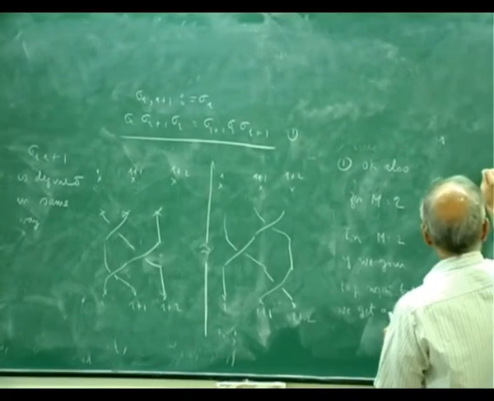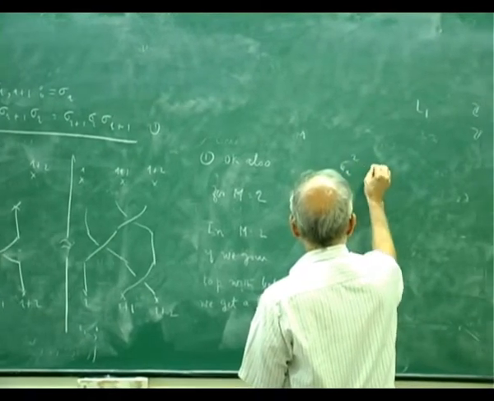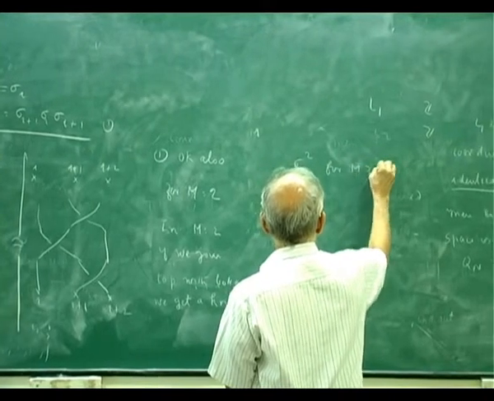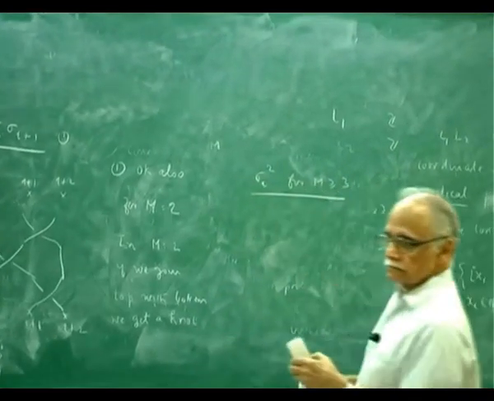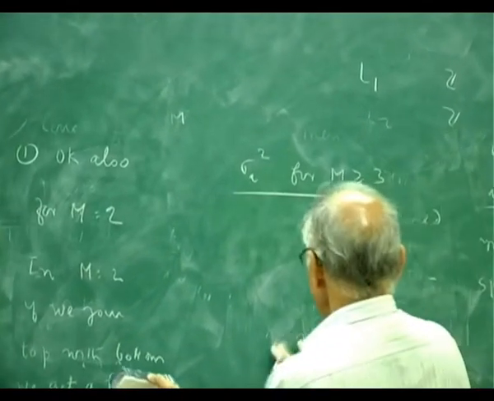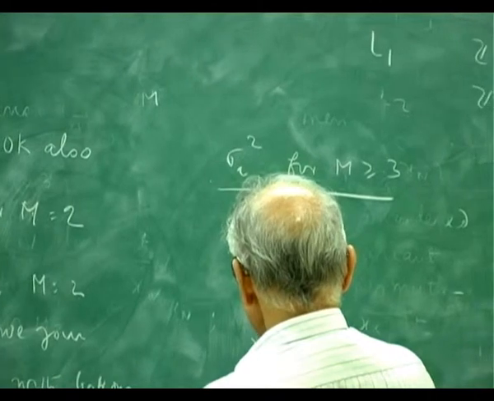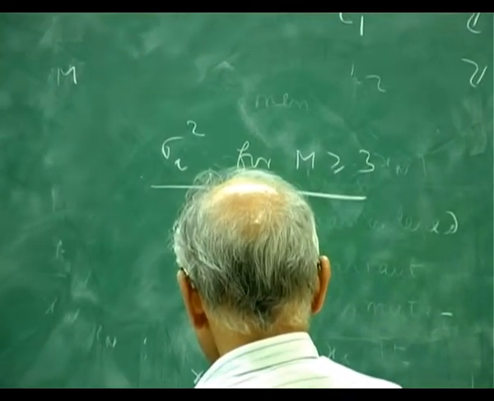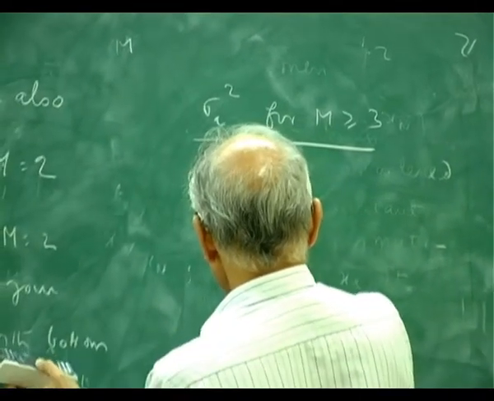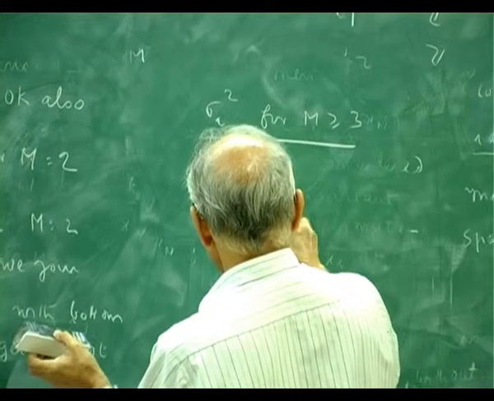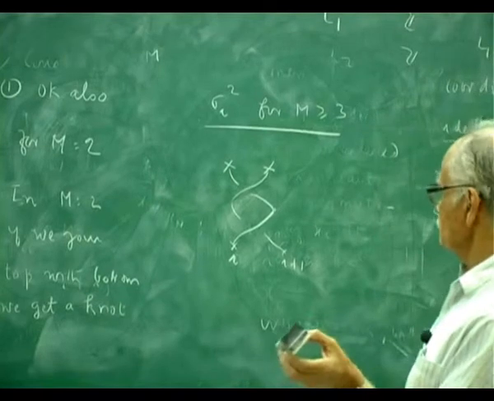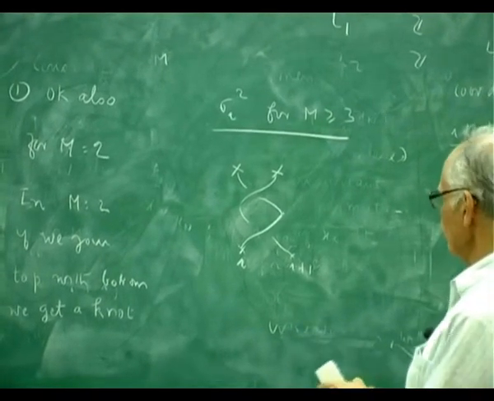What happens to sigma i squared for m larger than or equal to 3? This is where the difference comes. This corresponds to i plus 1, right? Now I am going upstairs here, and I am going upstairs here. This is what I am doing, twice.